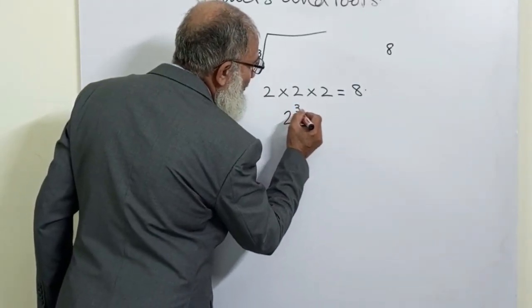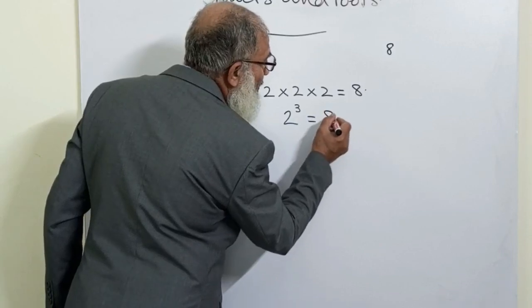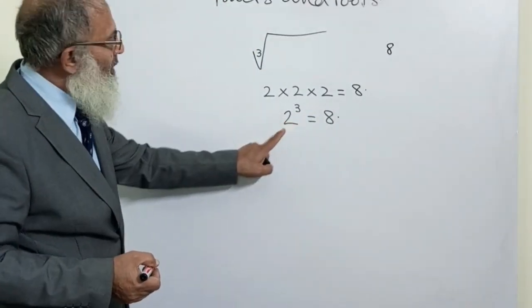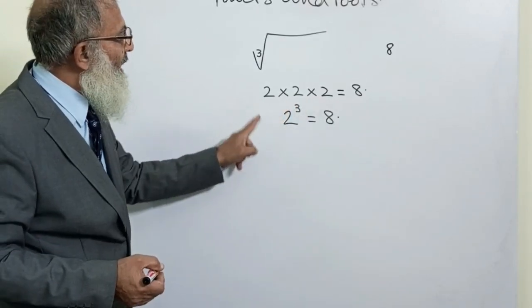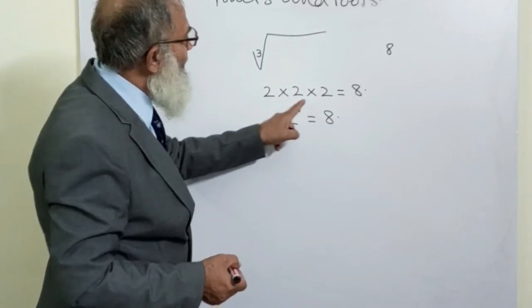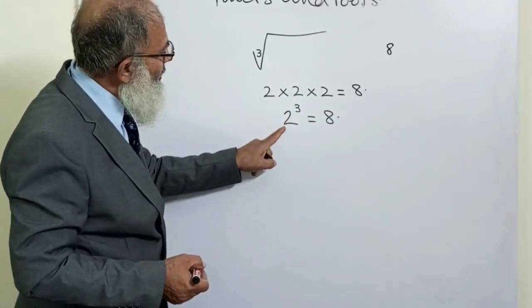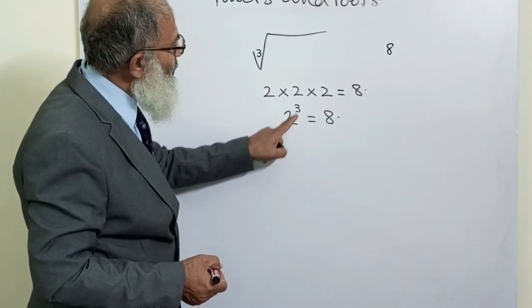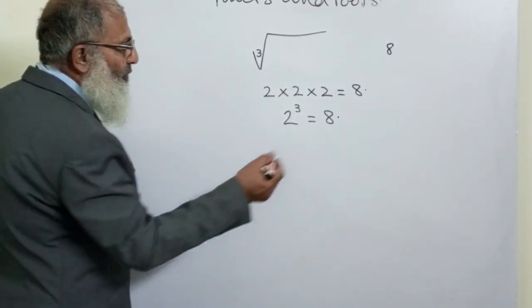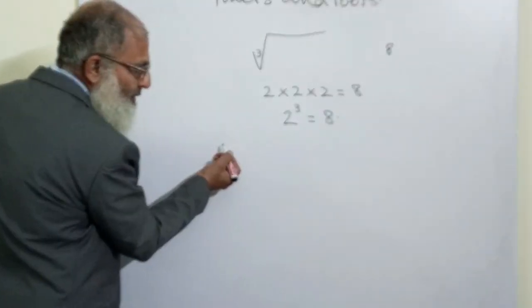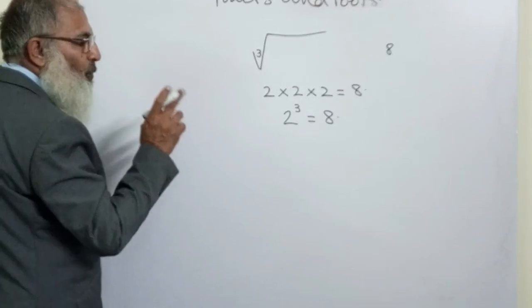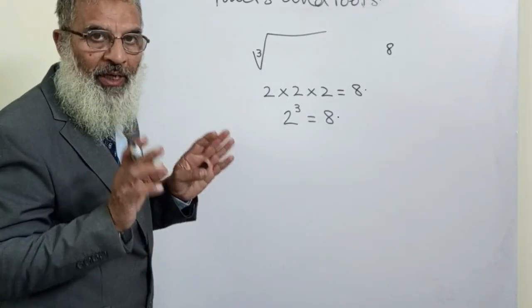The way of writing is this. Now this is the power. These are the bases, and we write it one time only. It represents that it is written 3 times. Now the base is 2, the power is 3, and the result is 8. And if we want to go backwards, again there are two methods. One is the method of prime factors.